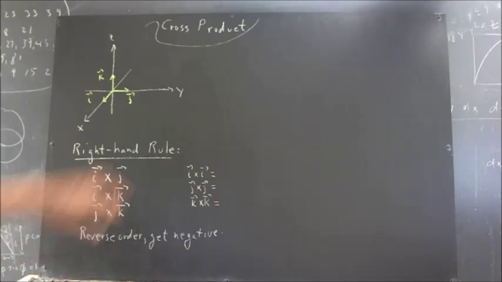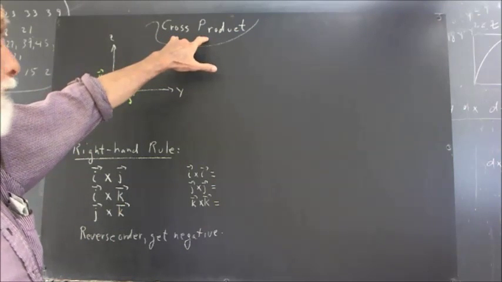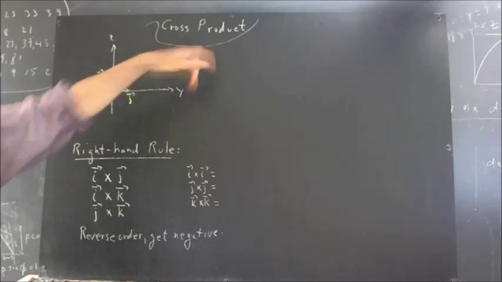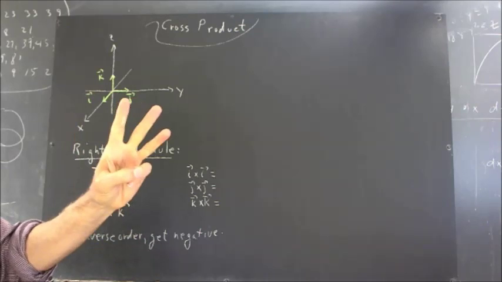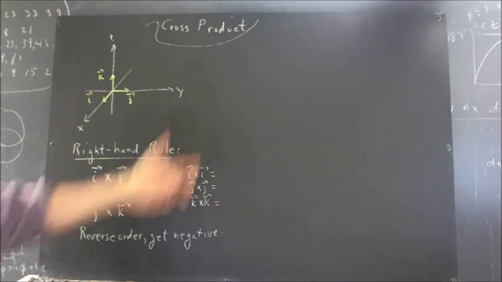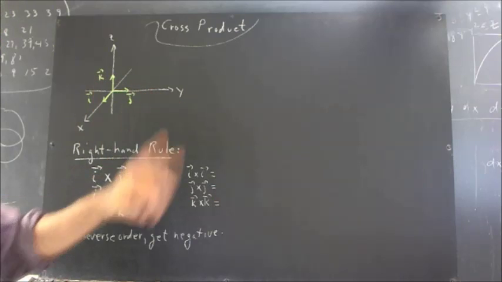Now we want to talk about another product, the cross product of two vectors. The cross product only occurs in 3 dimensions. It doesn't occur in the plane. It doesn't occur in higher dimensions. It occurs only in 3 dimensions.